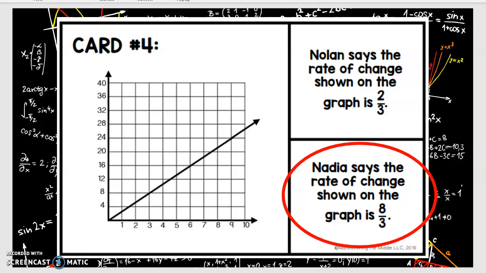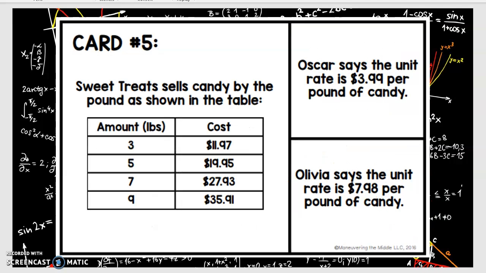8 over 3. That one was tricky and it actually tripped me up in class. I said that Nolan was right the first time, and then I was like, oh no, wait, because everybody went crazy. They're like, oh my goodness, that's not right. It was very, very funny.